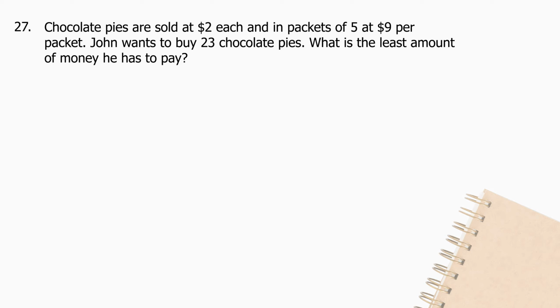Question 27. Chocolate pies are sold at $2 each, and in packets of 5 at $9 per packet. John wants to buy 23 chocolate pies. What is the least amount of money he has to pay?